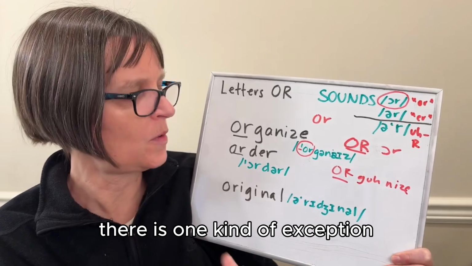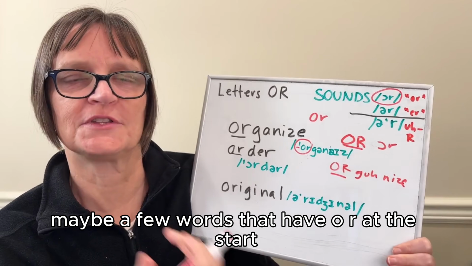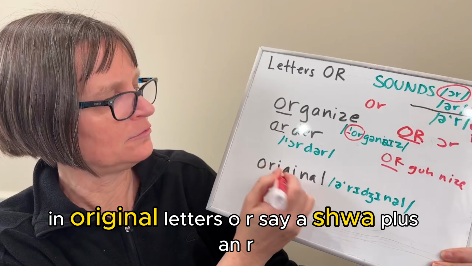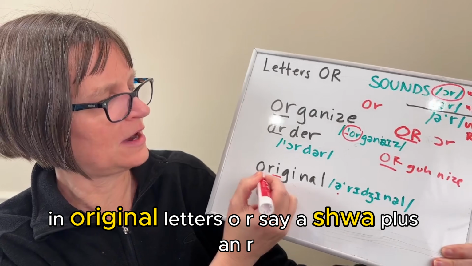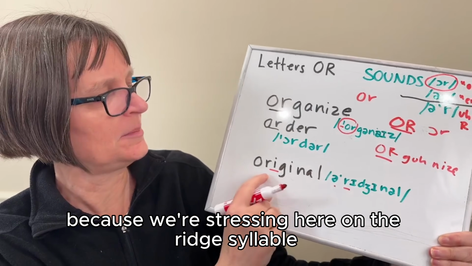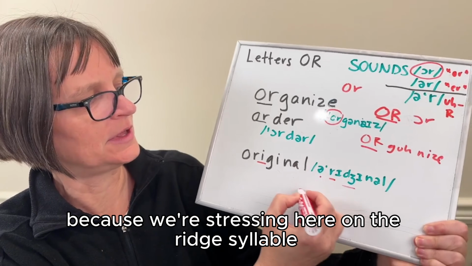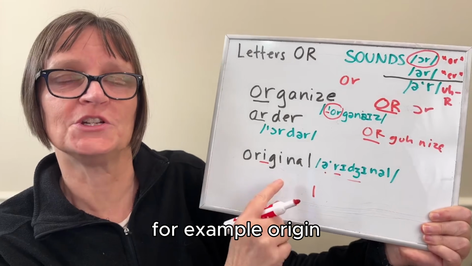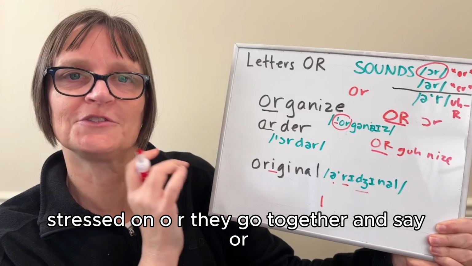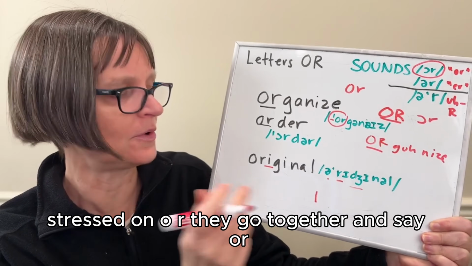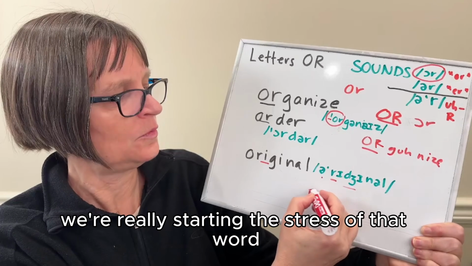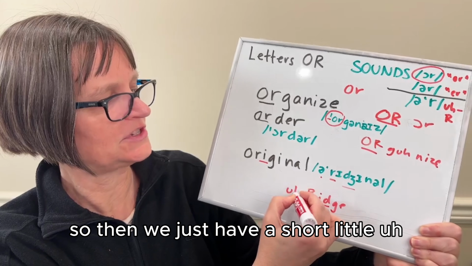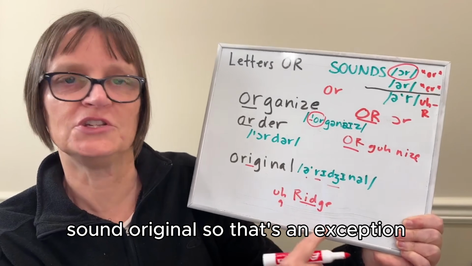There is one kind of exception, maybe a few words that have OR at the start that don't say or. For example, in original, letters OR say a schwa plus an R because we're stressing here on the ridge syllable. So if I was saying origin, that follows the same as order and organize, stressed on OR. They go together and say or. In original, we're really starting the stress of that word on the ridge syllable. So then we just have a short little sound, original.